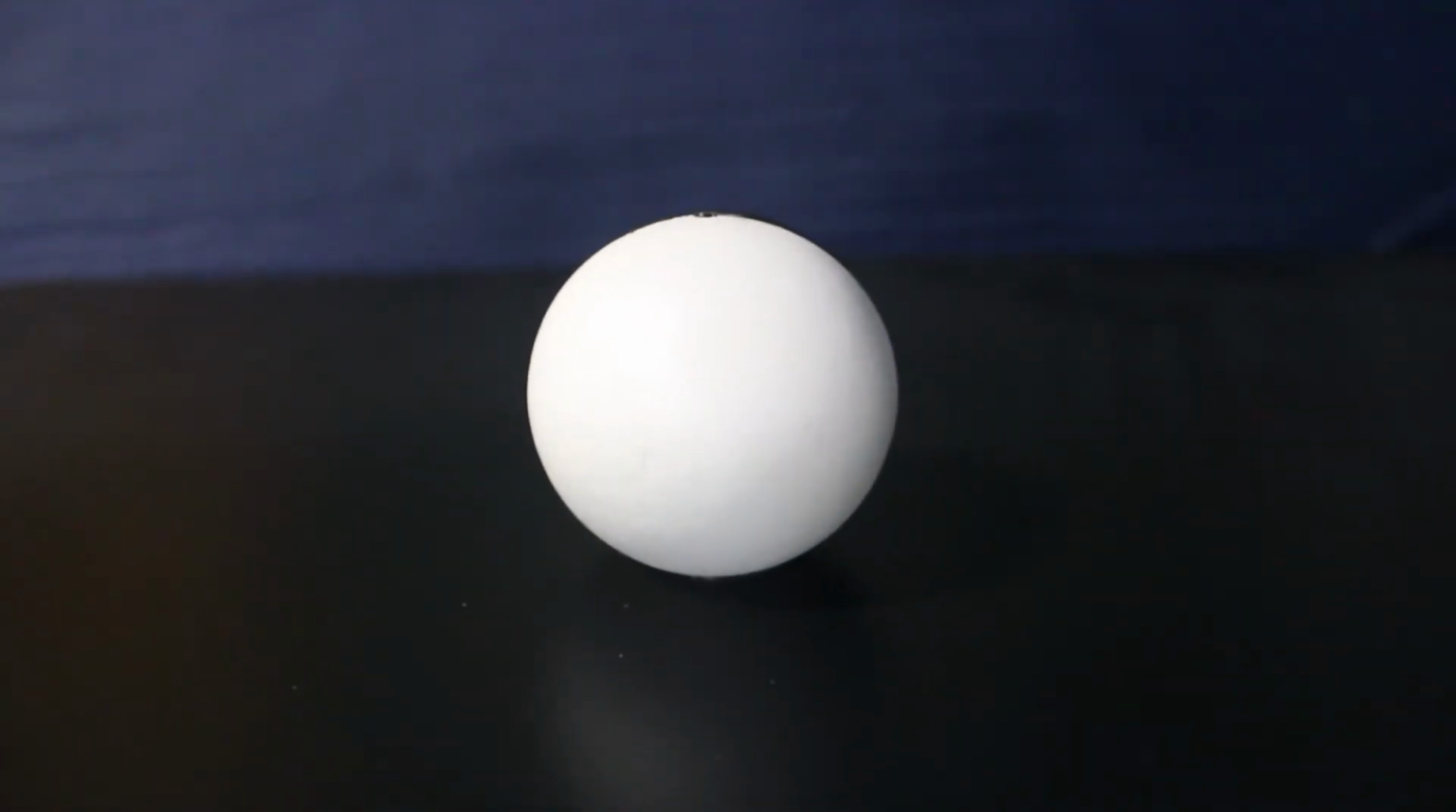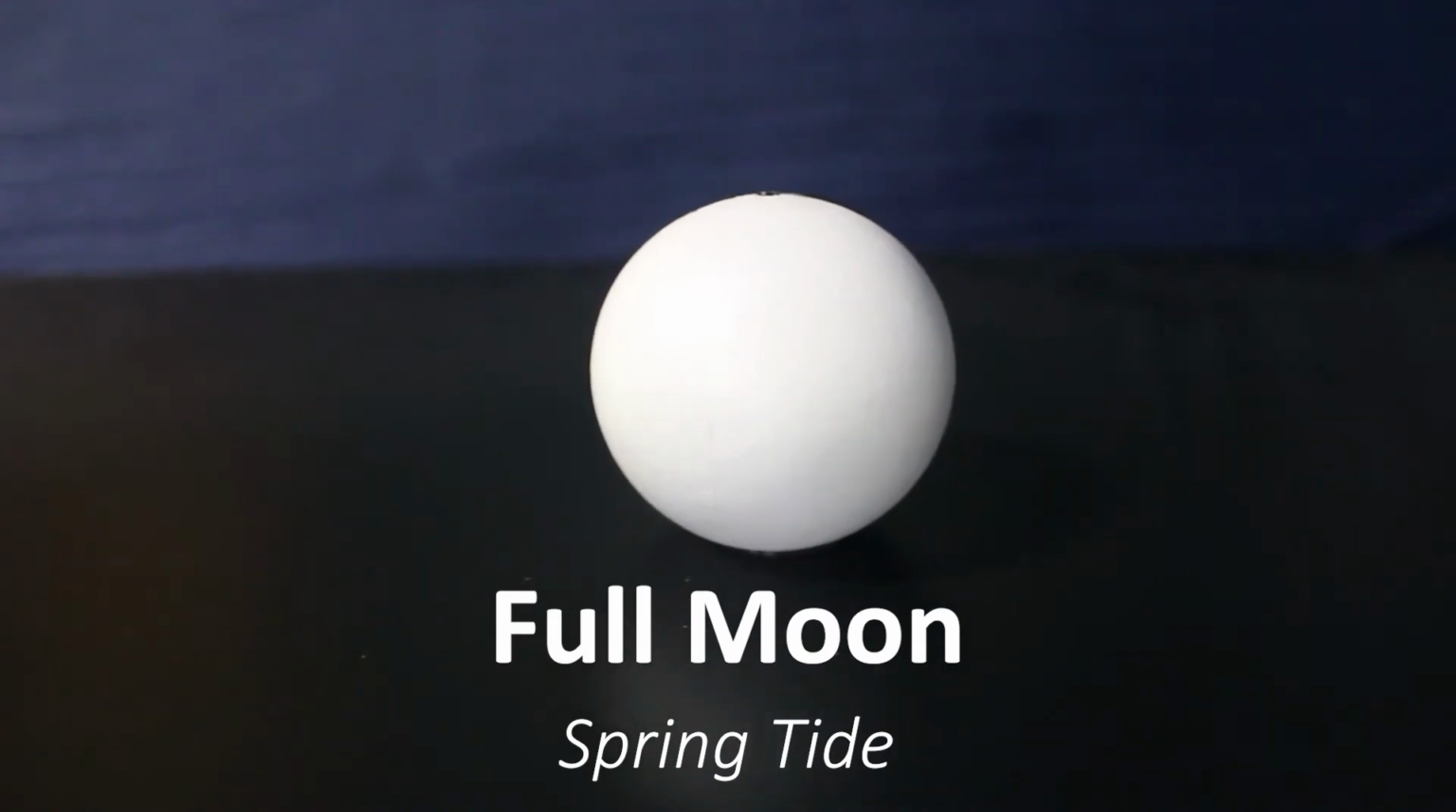The next phase is called a full moon. It's when we can see the whole moon. This causes our spring tides because the moon is on the opposite side of the sun. They are both pulling apart, causing the bulges in the water.